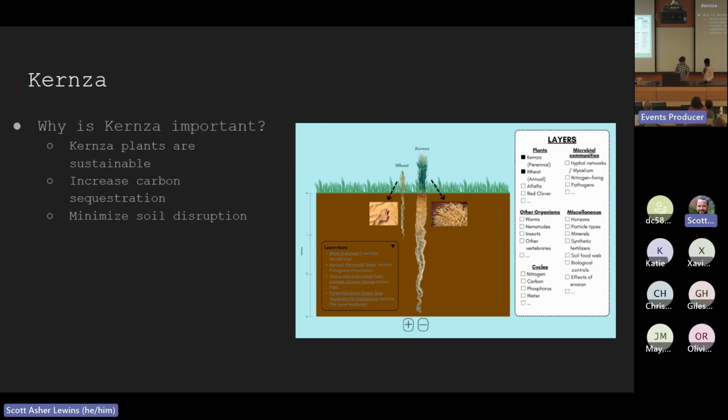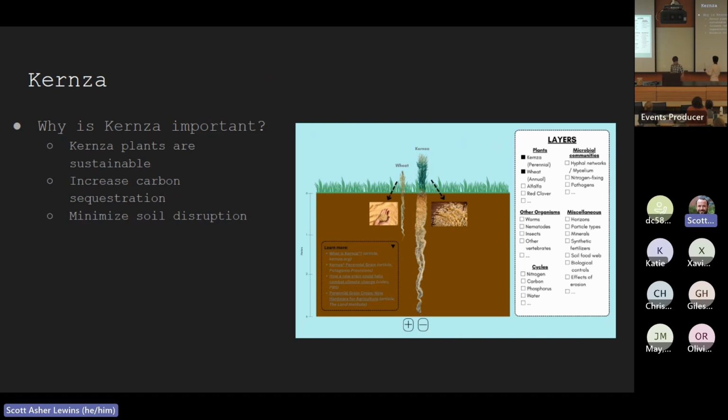Because nitrogen fixing plants increase the amount of nutrients in the soil, it can be useful to intercrop legumes with other plants. And this brings us back to a study on Kernza, a perennial grain that we are intercropping with nitrogen fixers.